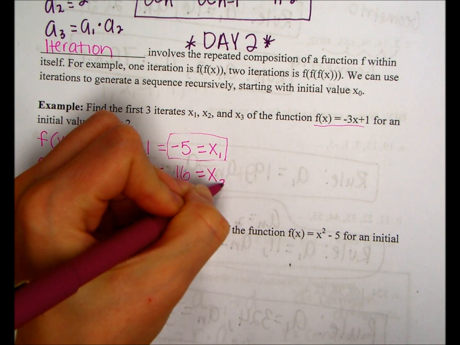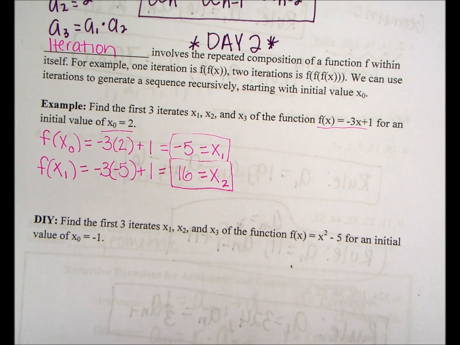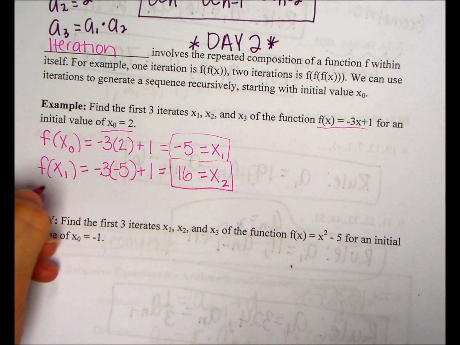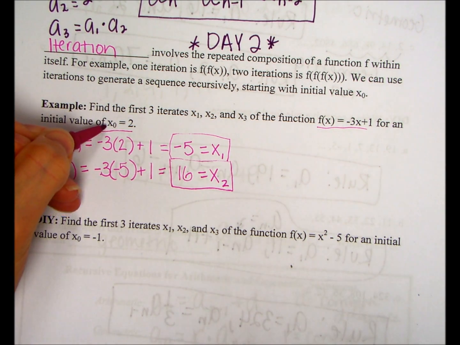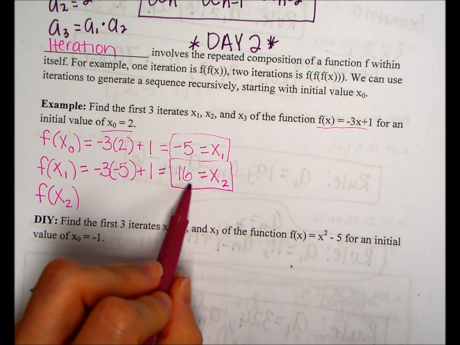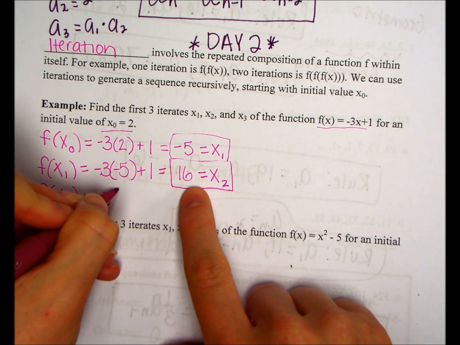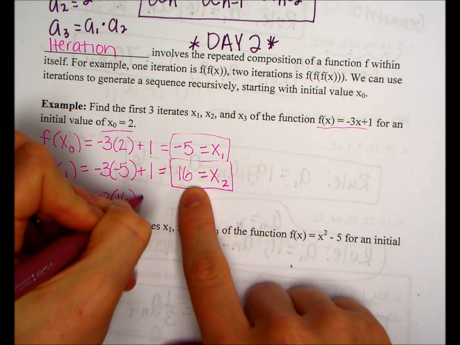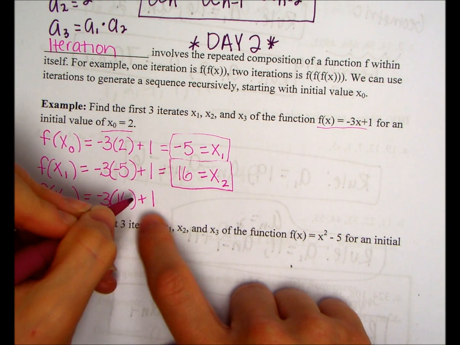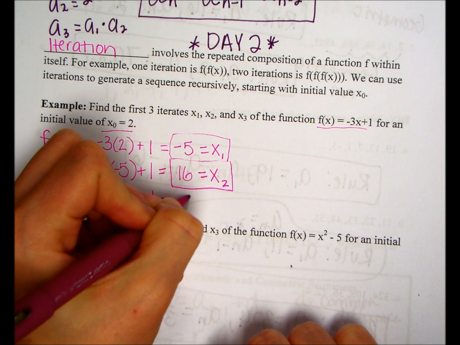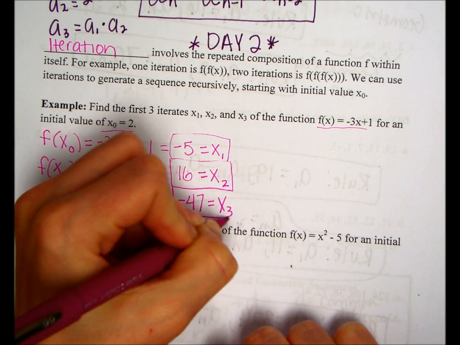And that gets me my second iterate. That gives me my x2. And then finally, to get the third one, all you're going to do is plug x2 into the same formula, and I'm going to plug in negative 3, what I found for x2, 16, plus 1. So negative 3 times 16 plus 1, negative 47 gives me x3. That is my first three iterates.